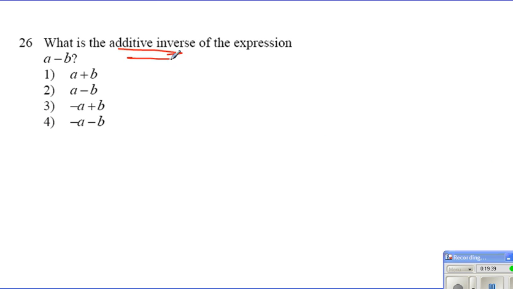Additive inverse basically means we need to switch the signs. The positive a becomes negative a, which would have been one of these two. Negative b becomes positive b.